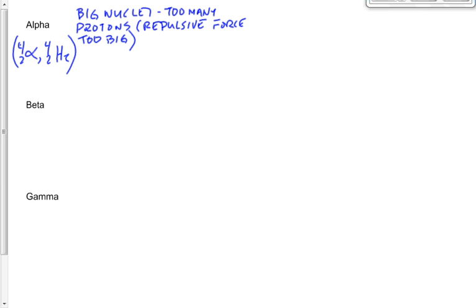Sometimes you'll see an alpha particle written with this notation, 4,2 alpha. Sometimes you'll see it written as 4,2 helium. Don't get bogged down with that. It's exactly the same thing. No difference. So whichever one you see, don't think, oh, I did it the other way. How do I do this? It's the exact same thing. It's got 2 protons, 2 neutrons.